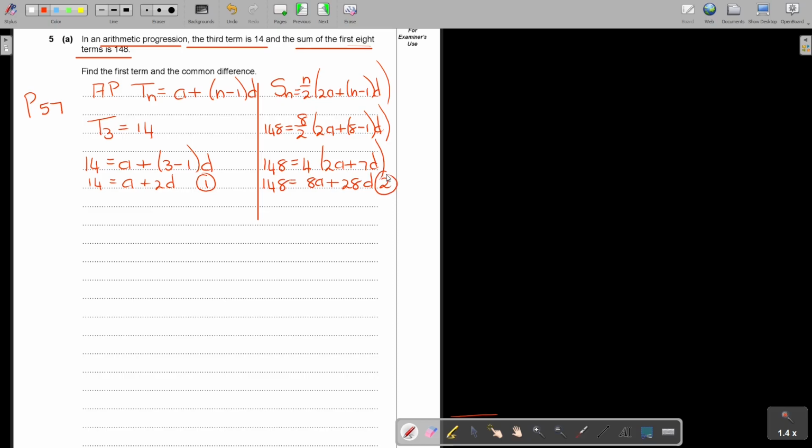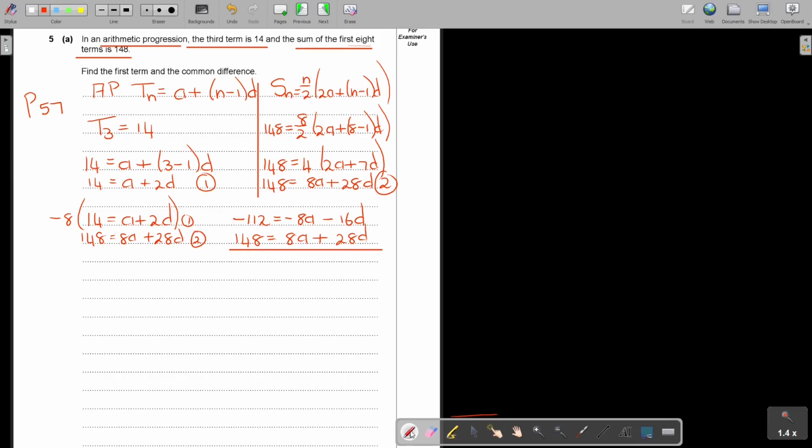Okay, so I'm just going to make a little bit of space here. Let's write down these equations, and I'm going to multiply here on the side. So 14 equals a plus 2d is equation 1, and 148 equals 8a plus 28d is equation 2. Now one of the variables I must make the same. So we're going to multiply the first one with negative 8, so that it cancels the positive 8. Negative 112 equals negative 8a minus 16d. And then 148 equals 8a plus 28d.